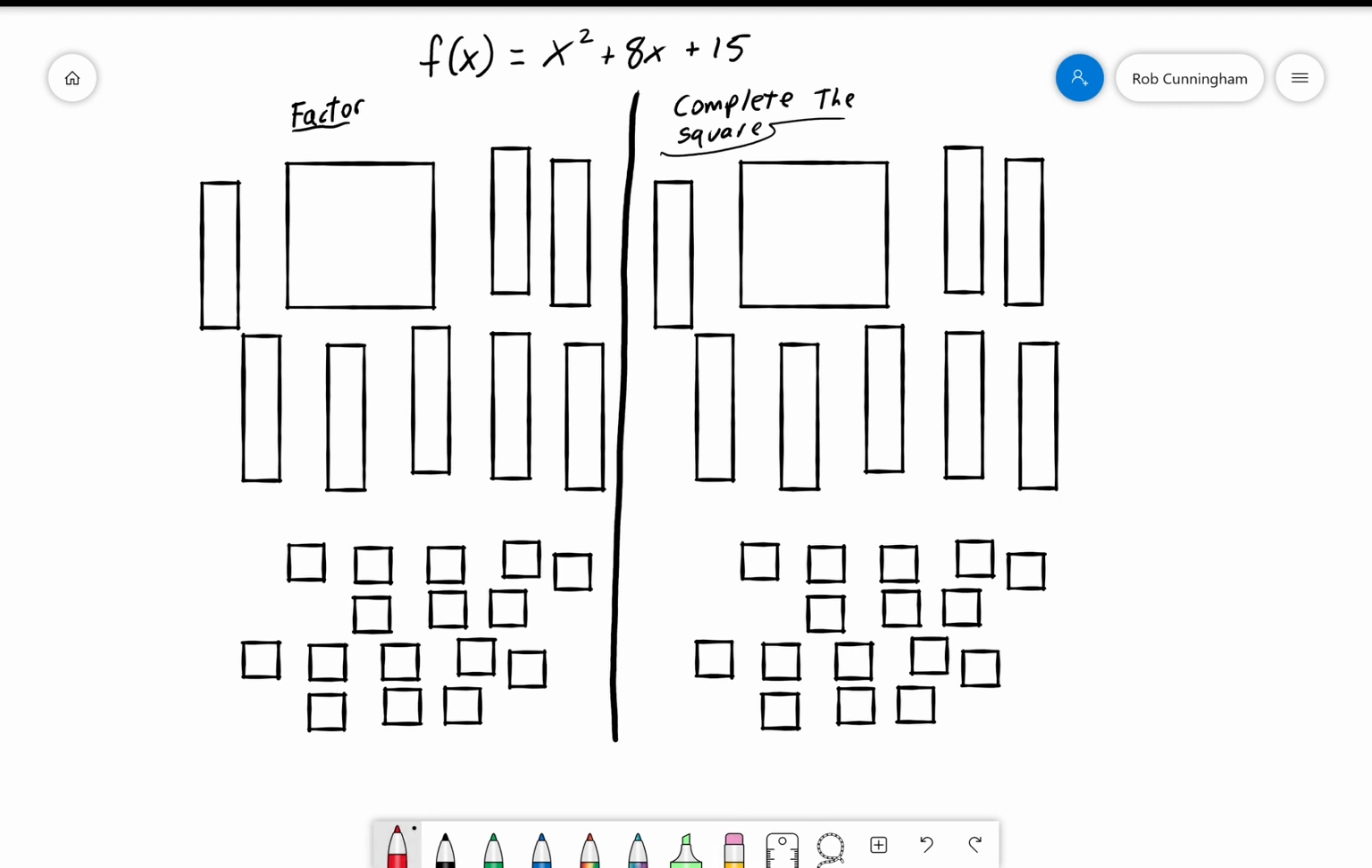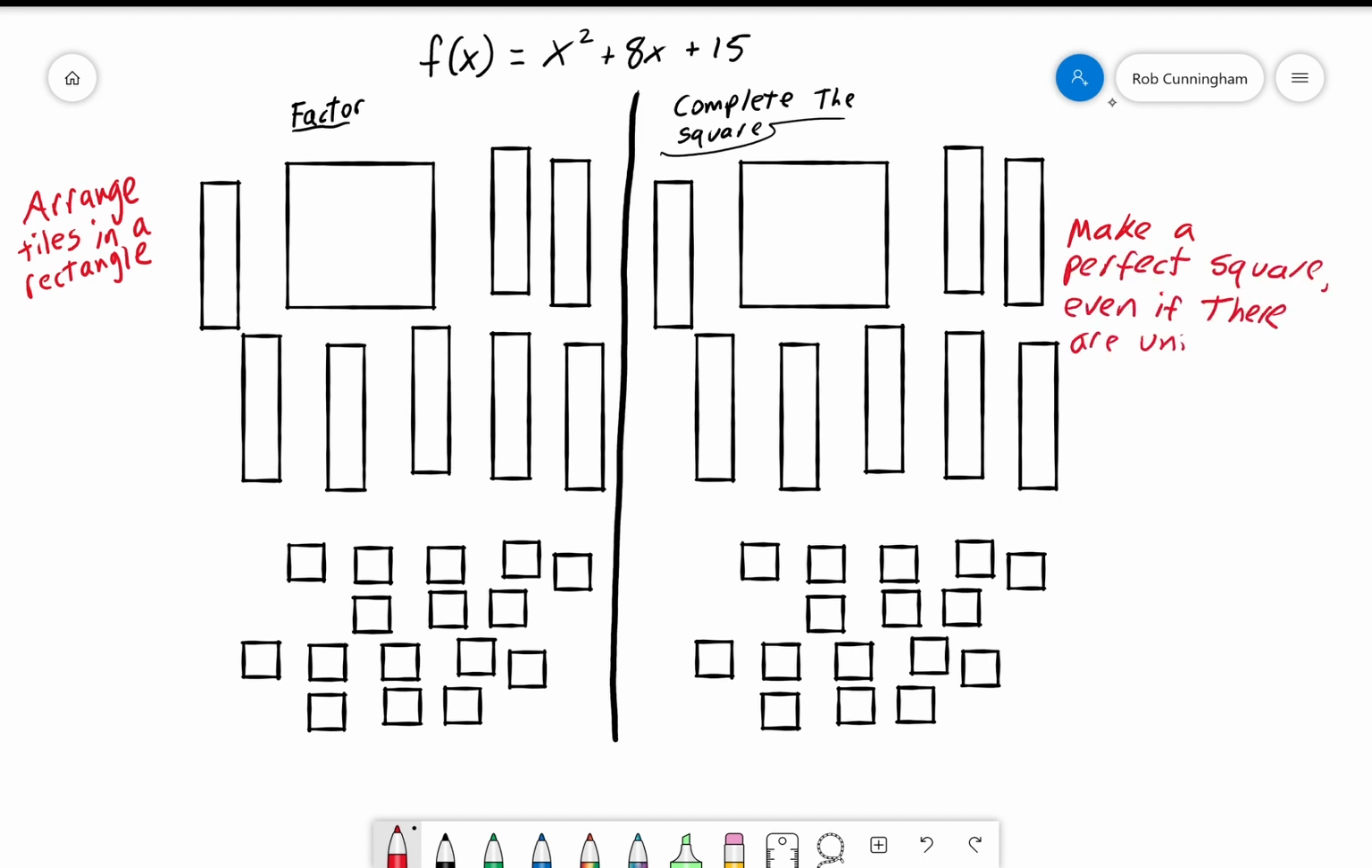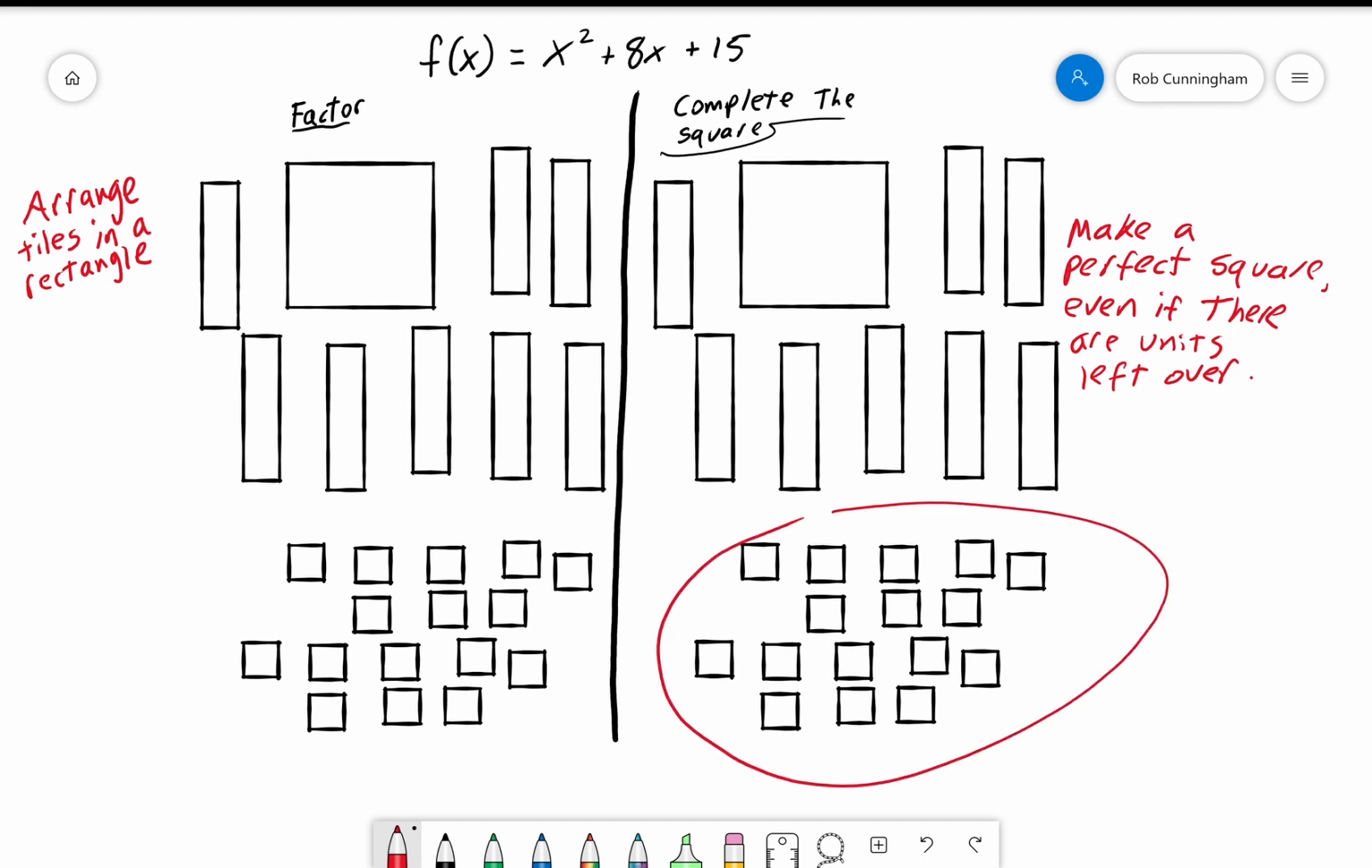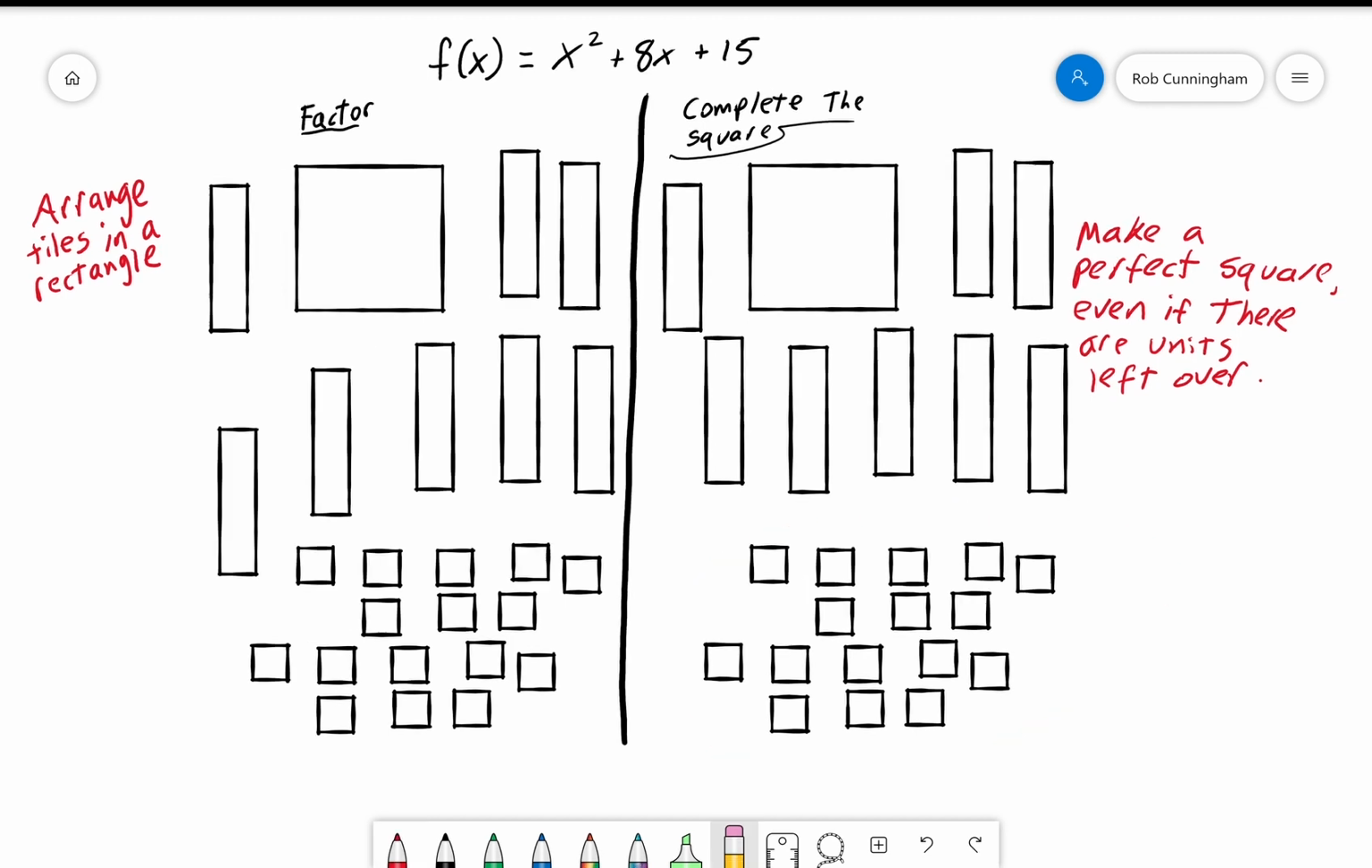When factoring, we want to arrange the tiles in a perfect rectangle so that we can measure the length and width of that rectangle and come up with a product for the area instead of a sum. Now when completing the square, we're doing something a little bit different. When completing the square, we are arranging our tiles into a perfect square, even if we have to maybe use more of the units than we have. And specifically when I talk about units, I'm talking about these. Even if we have to add or remove those units, we need to make a perfect square.